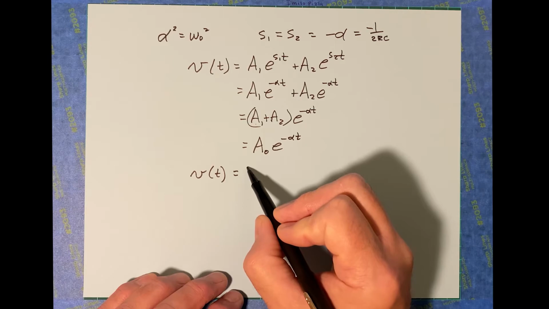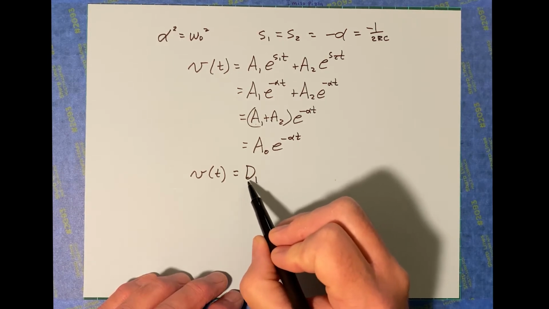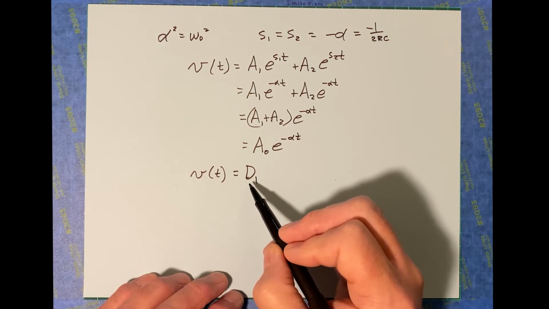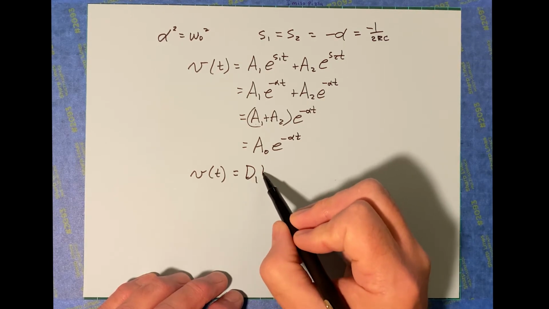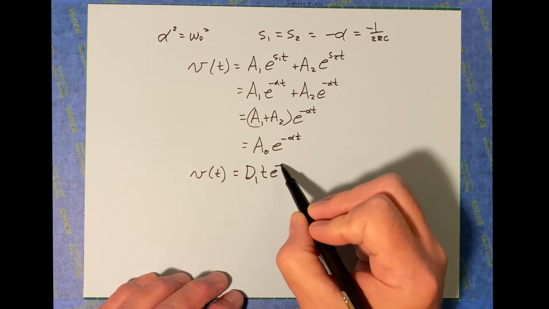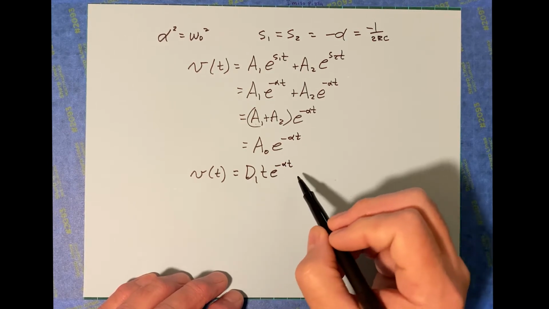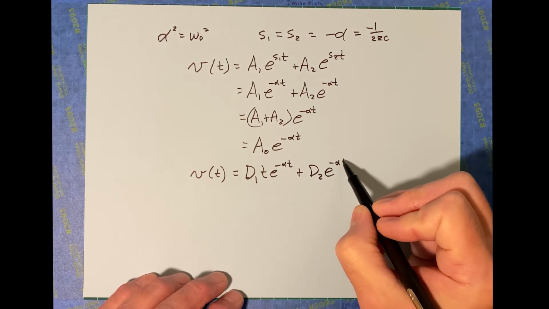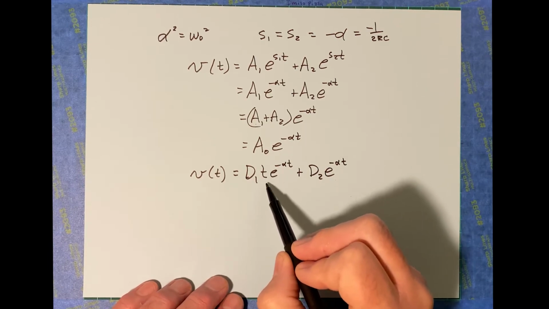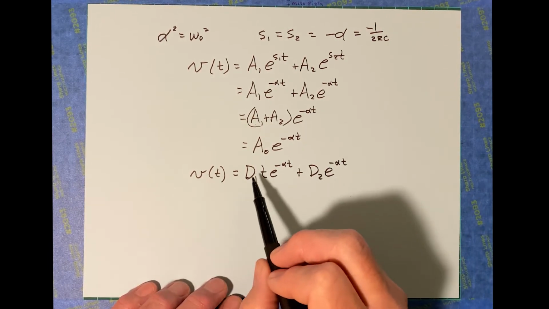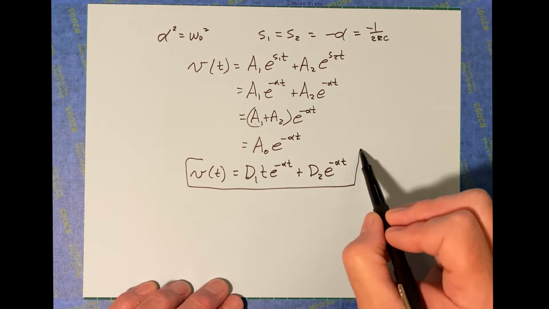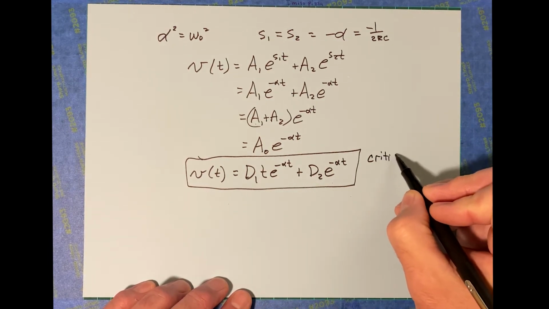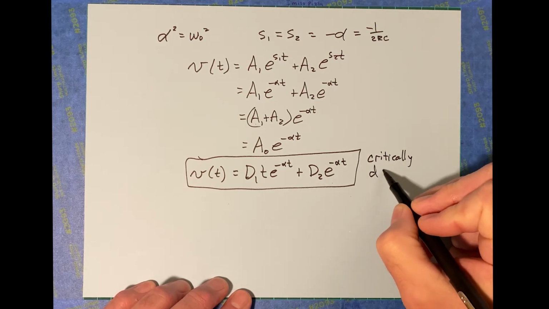So we could write our final solution as this, D1. D1 is just the coefficient. We skipped over C's for, again, obvious reasons. D1t e to the minus alpha t plus D2 e to the minus alpha t. So you take your solution, you multiply it by t, add it as a linear combination, and this now is a more general solution for the critically damped case.